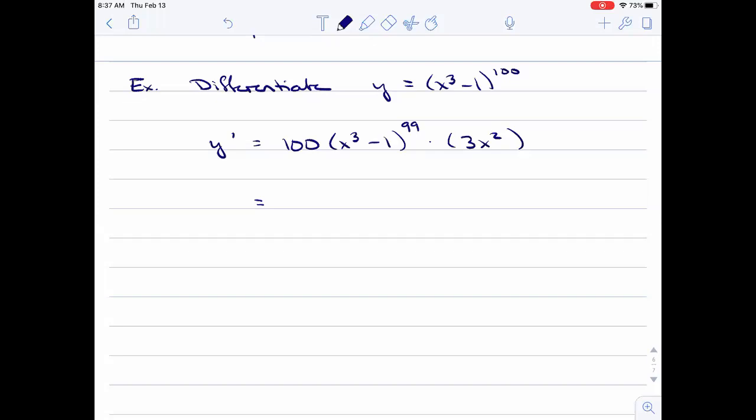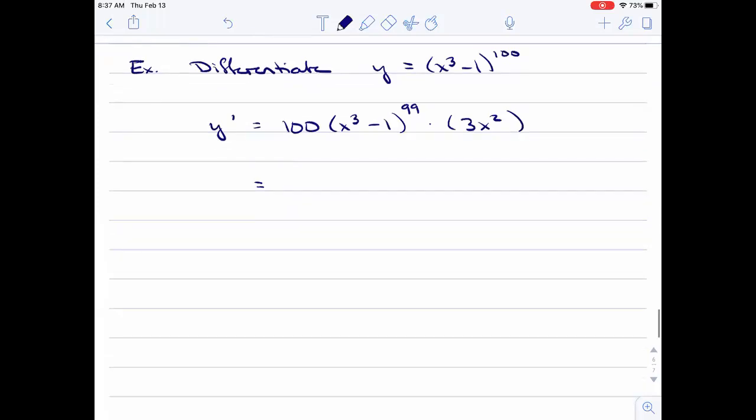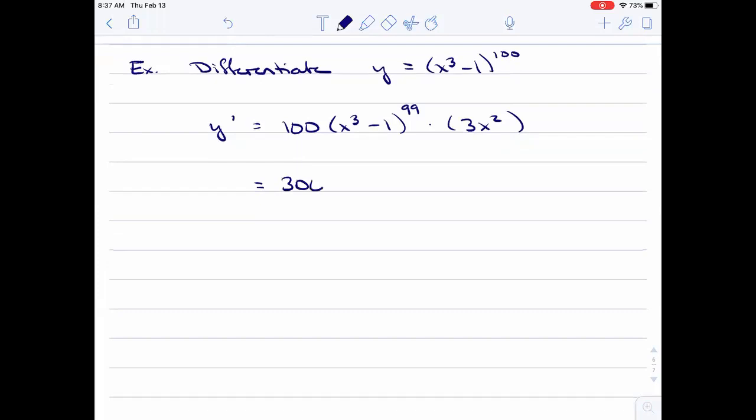We can simplify this a little bit, right? But we're not going to spend a lot of time simplifying things because usually we don't really need to, but I can multiply 3 and 100 to get 300 and then pull the x squared outside and then x to the 3 minus 1 to the 99. And then I'll just leave it there. I don't know what else I would do anyways. Expand the power of 99.